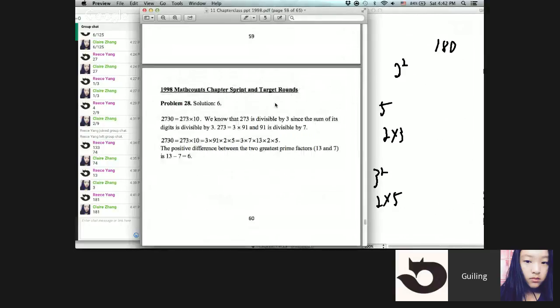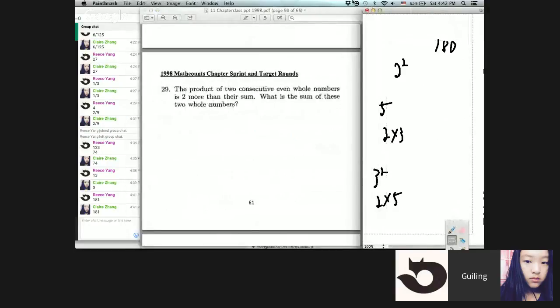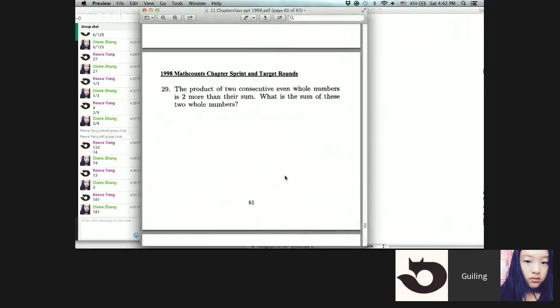Skip this one. Okay, let's just do this one, and we'll end the class for today. The product of two consecutive even whole numbers is 2 more than their sum. What is the sum of these two whole numbers?